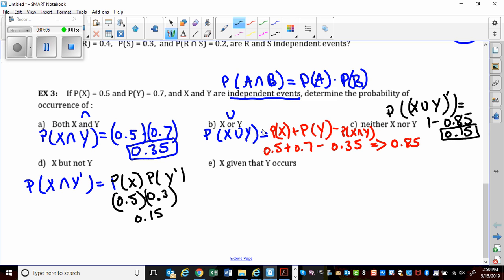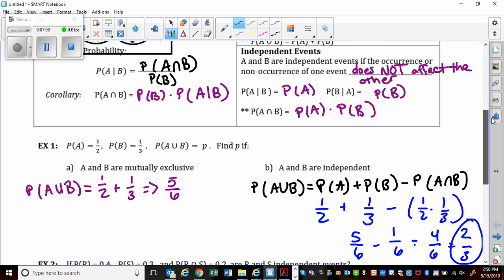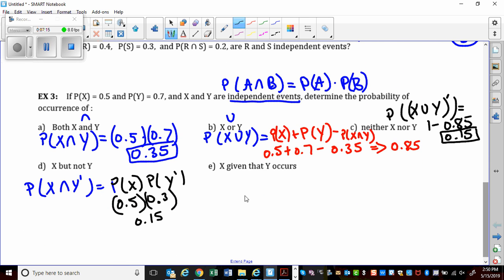The probability of x given that y occurs, remember if they're independent events, x given that y occurs is just x. So x given y is just the probability of x, which we know is 0.5 in this case right here.